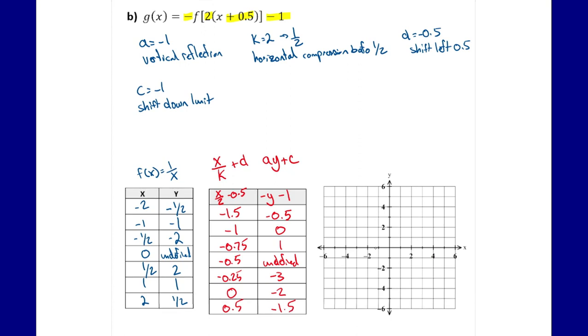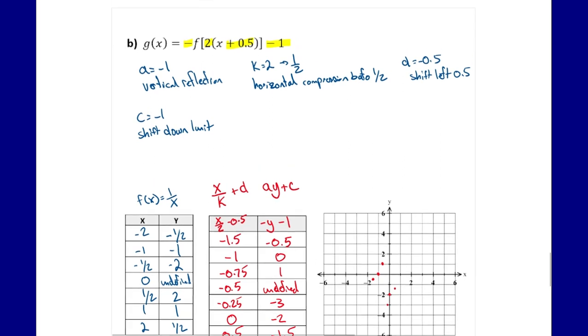So -1.5 and -0.5, -1 and 0, and -0.75 and 1. And the other side, -0.25 and -3, 0 and -2, and 0.5 and -1.5. So those are the points there. It's a little bit harder to graph it if I don't really know the asymptote. So I'm going to go back and take a look.